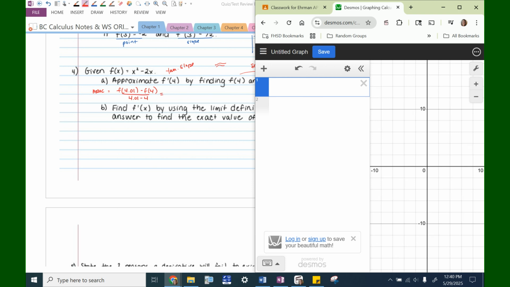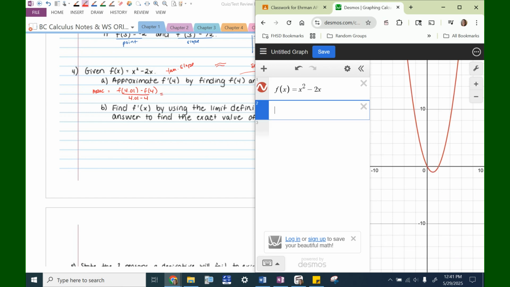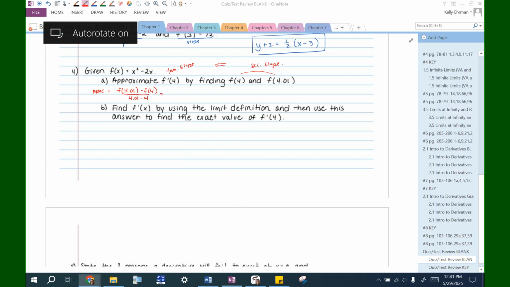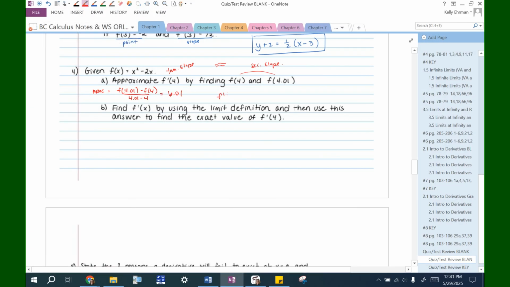So actually, I'm going to do this. F of x is equal to x squared minus 2x. And why don't we just really let the calculator do all the stuff for us? f of 4.01 minus f of 4 over 0.01. I can do that math. So 6.01 is our approximation, about equal to 6.01. So what we were saying is our estimation for f prime of 4 is about equal to 6.01.